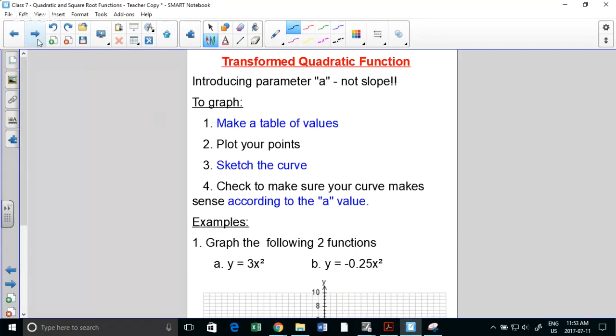To graph, chances are you're not going to be asked to graph this, but just as a side note, to graph, just make a table of values. Then you know the general appearance of what a parabola should look like. Once you have your table of values, you can plot a whole bunch of points and generally sketch your parabola through.